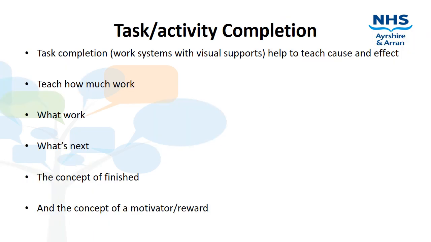The next thing we're going to talk about is task or activity completion. So task completion, work systems that have visual supports, can help to teach cause and effect. They can show how much work, what the work is, what happens next, help with the concept of finished, and also the concept of a motivator or a reward. So they help pupils to work more independently and know exactly what they are expected to do.